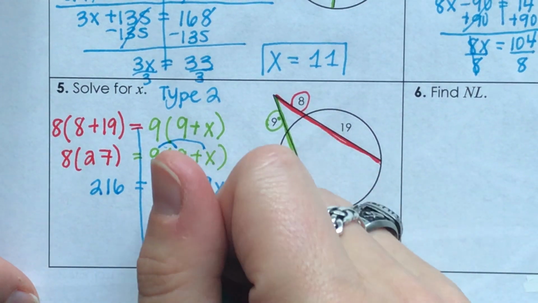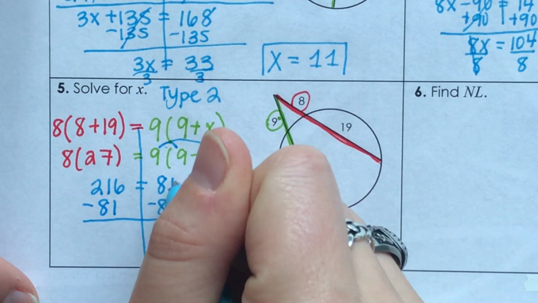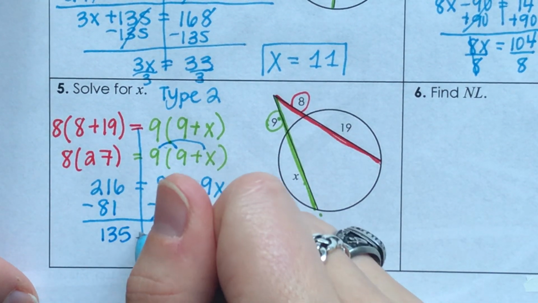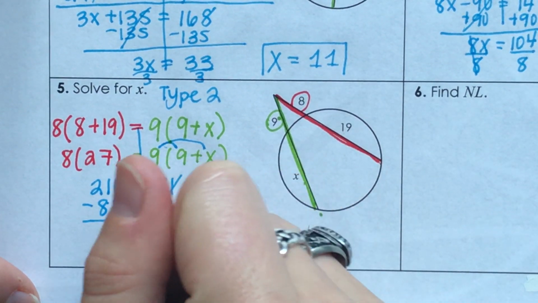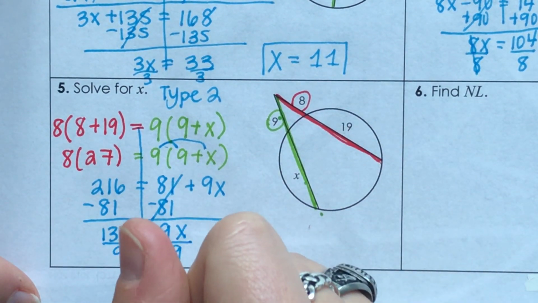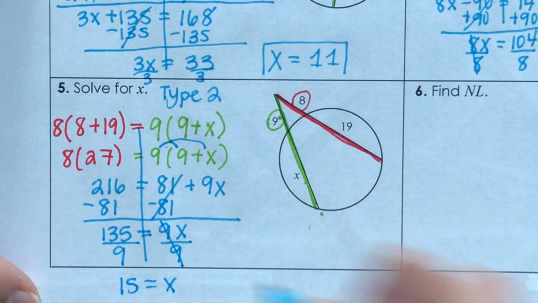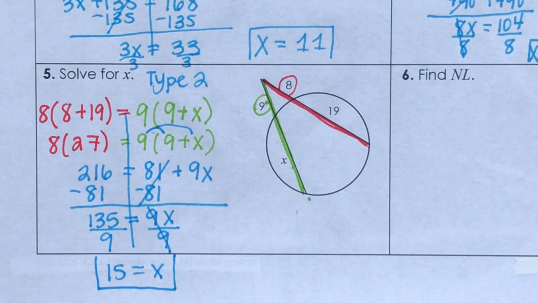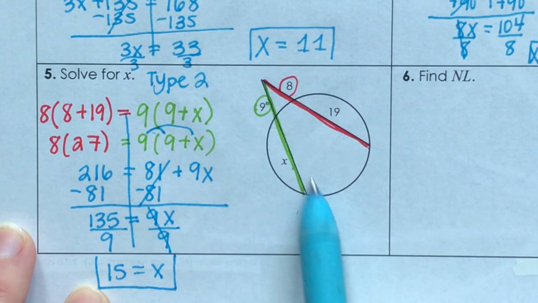Now it's just a regular algebra problem. I'm going to subtract 81 from both sides. I get 135 equals 9x. And then divide both sides by 9. I get 15 equals x. So whenever you have these ones that kind of look like a party hat that go outside, you do the outside times the whole, outside times the whole.